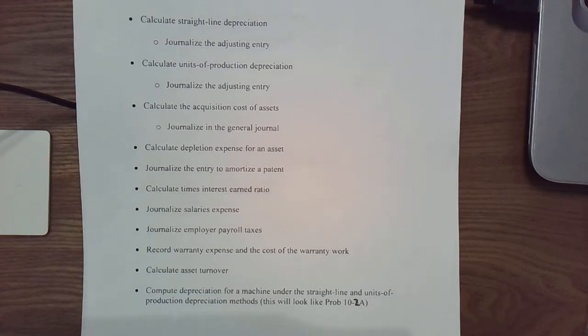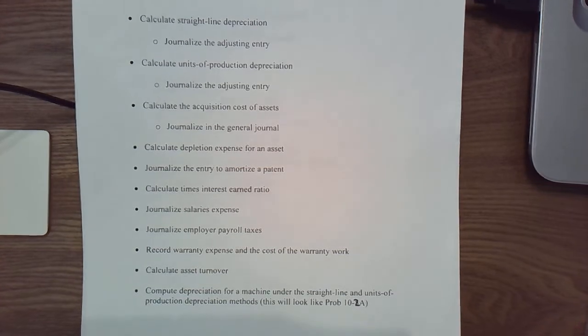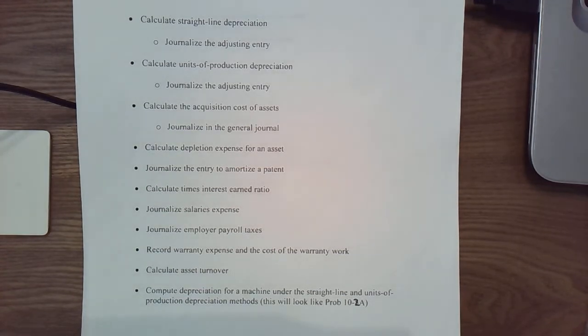So you're going to calculate straight line depreciation and journalize the entry for that. You're going to calculate your units of production depreciation and journalize an entry for that. You're going to calculate the acquisition cost of assets, which is that bundle purchase, and then journalize the purchase of that bundle. You're going to calculate depreciation expense for an asset. You're going to journalize the entry to amortize a patent.